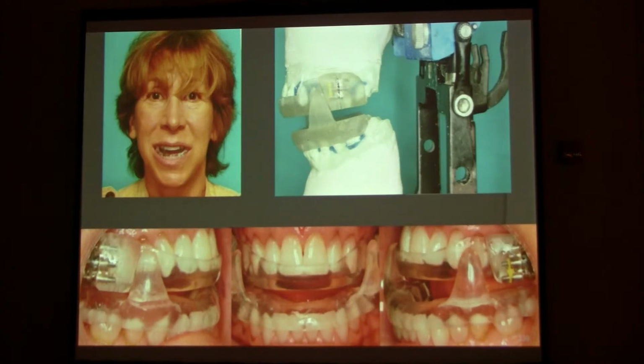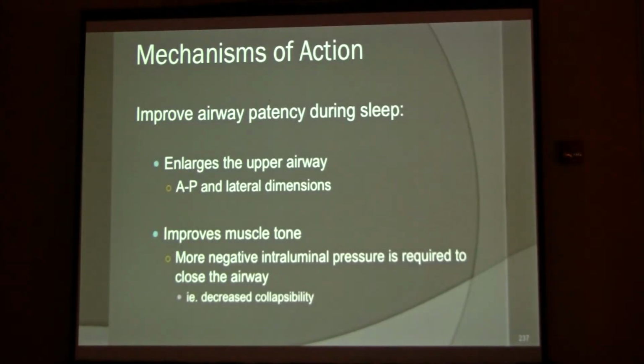There's many different models of these on the market, and they can be made right in your own lab. The mechanism of action is how it enlarges the airway, surprisingly not only in the anteroposterior, but more so in the lateral. It really does an enormous difference in the lateral dimension. It also improves the muscle tone, and the negative intraluminal pressure is required to close the airway, so there's decreased collapsibility as a result of the posturing forward.